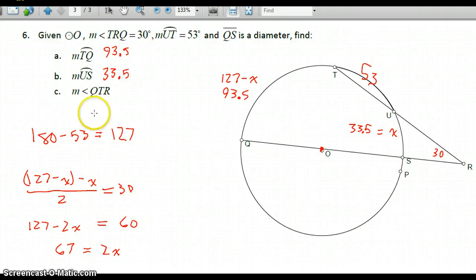Can I do it at the same time? And Q to T to R. That's an angle we don't have yet. Q to T to R.